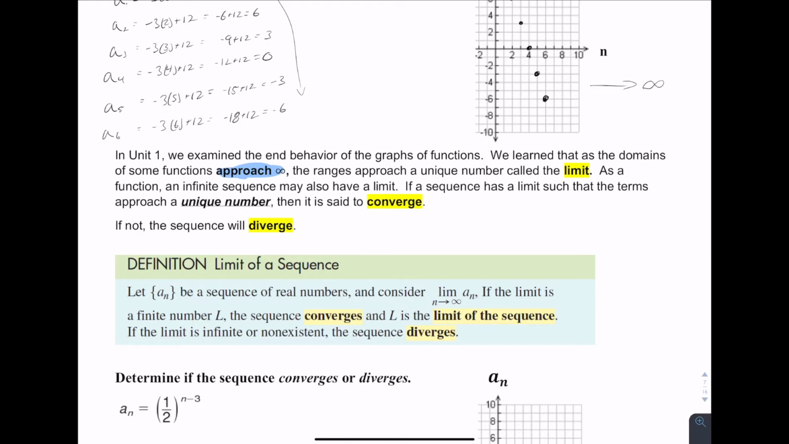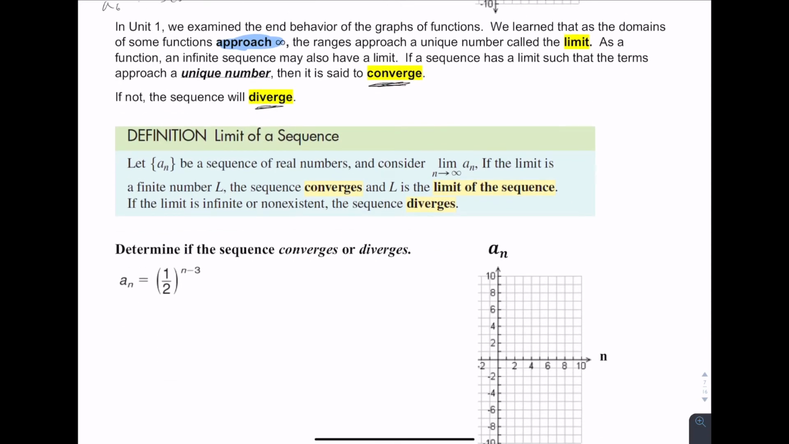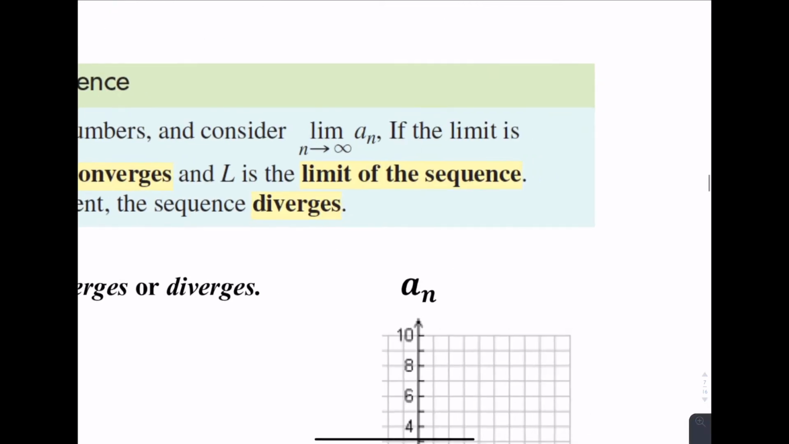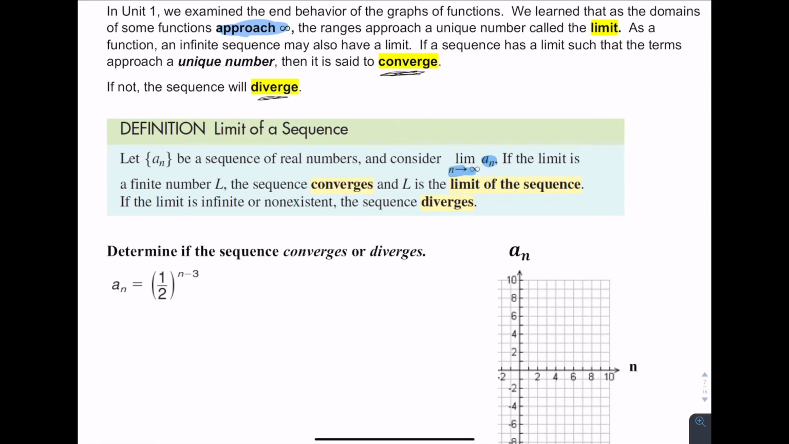In other words, as we keep adding and adding, and it looks like it's going to a specific number, it's convergent. But if not, if it goes on forever and it looks like it's never going to end, then it's divergent. So here's a definition. Let a_n be a sequence of real numbers and consider the limit as n goes to infinity of a_n. If the limit is a finite number, so it gets somewhere, the sequence converges, and L is the limit of the sequence. If the limit is infinite or non-existent, the sequence diverges.